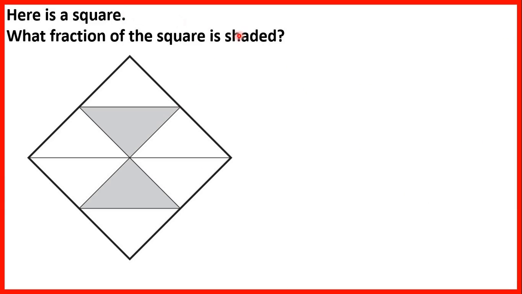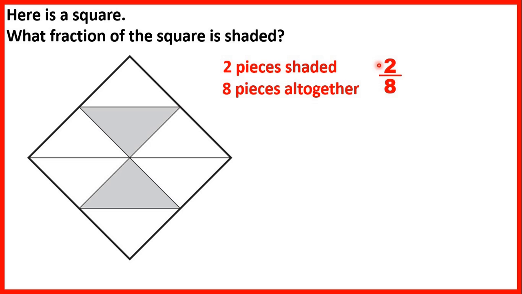Here is a square. What fraction of the square is shaded? Well, remember, when we're finding fractions, the numerator, or the top part, tells us how many parts we have, and the denominator tells us how many parts there are altogether. So how many parts do we have? We have 2 parts that are shaded, or 2 pieces shaded, and we have 1, 2, 3, 4, 5, 6, 7, 8 pieces altogether. So the numerator is 2 and the denominator is 8.